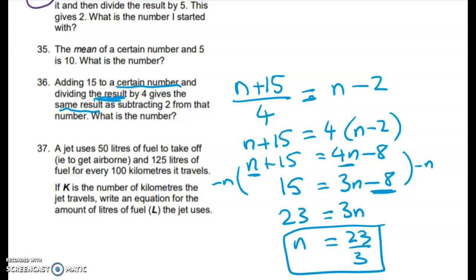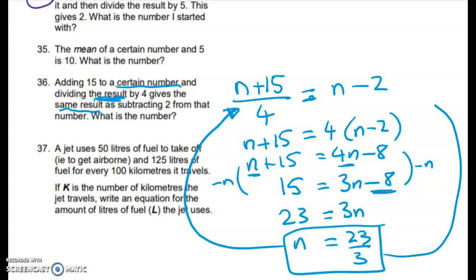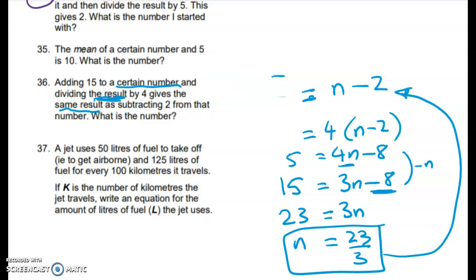Now you can go back and you can check that when you substitute that into there, you get the same as what you get when you substitute it to the right hand side. So the number is 23 over 3. The next one is one where we have to write an equation, but we don't have to solve it.